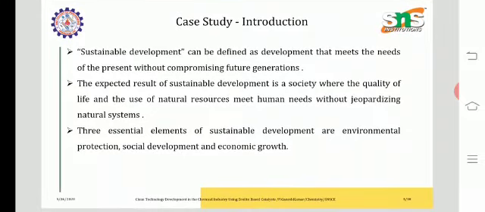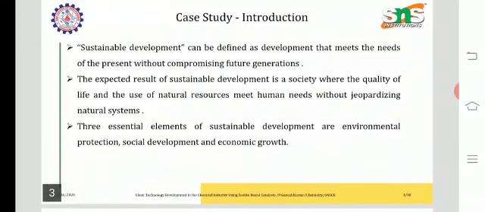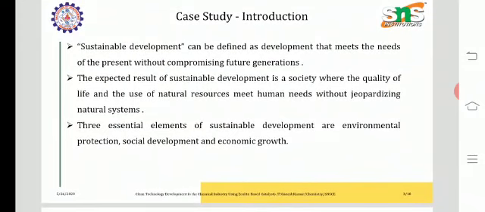So, by doing this, we can move on to sustainable development, which can be defined as development that meets the needs of the present without compromising the future generations. The expected result of sustainable development is a society where quality of life and use of natural resources meet human needs without jeopardizing natural systems. That is, we are going to save something for the future generations without compromise.